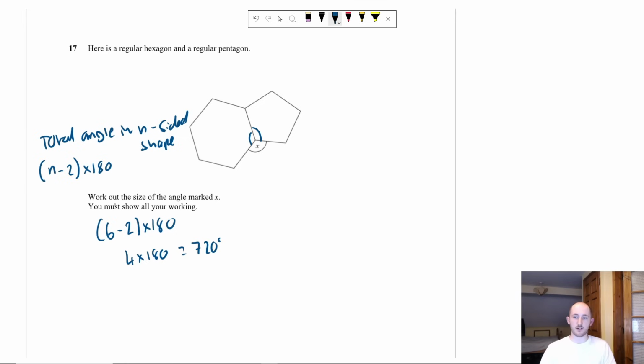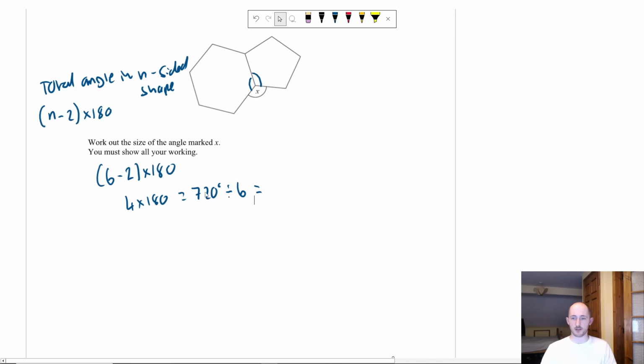Now that isn't the angle here, because each angle is the same, so we need to divide it by how many angles we have. In a hexagon there are 6 angles, so we divide by 6. Now if this looks a bit scary, I'm going to show you another division trick. If your number ends in zeros, remove the 0 for a second. What's 72 divided by 6? It's 12. And then we're going to add the 0 back onto the end of the answer. So the answer is 120 degrees. So that's what this one is.